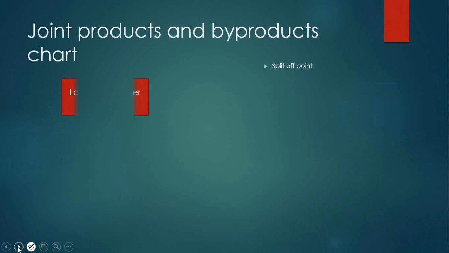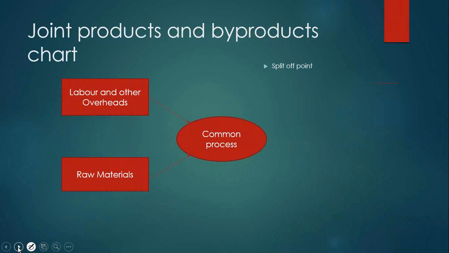So split off point. So now this is what is going to happen. I'm putting it up in a chart. So the labor, overheads and raw materials, they get together. They are what we call the joint cost. And they get into a common process. And that common process, this is what we call the split off point, right? Labor and other overheads and raw materials get into the common process, and at the split off point, we have 3 products coming in.